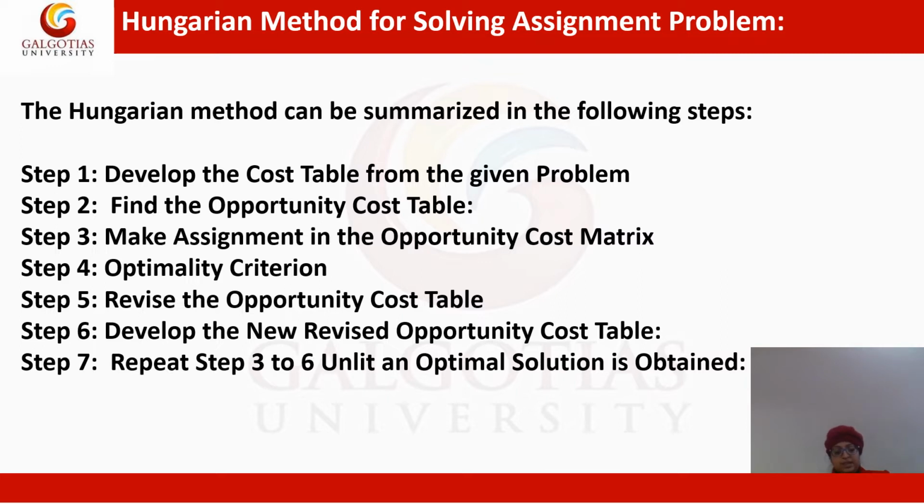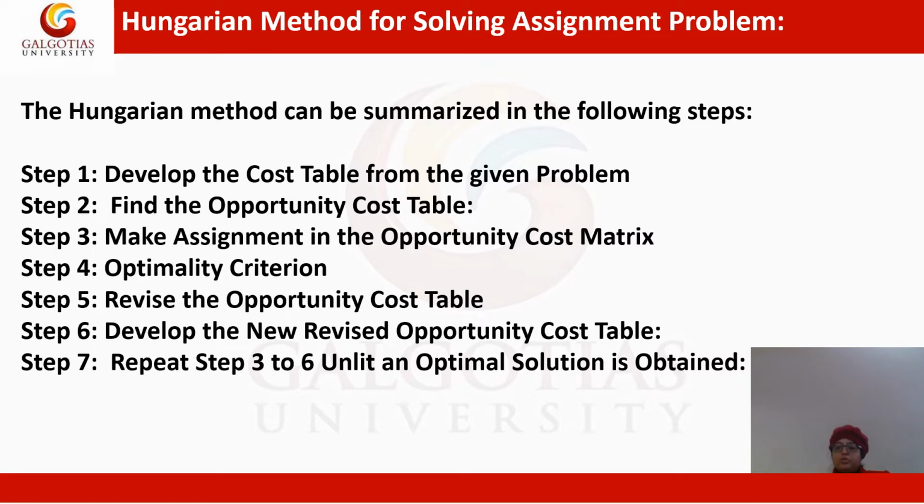The next step is to revise the opportunity cost table. After the optimality criteria, we find each row in which no assignment has been made, and we mark it with a tick. Then we examine the marked rows. If any 0 occurs in those columns, then we take the respective row that contains those assigned zeros.